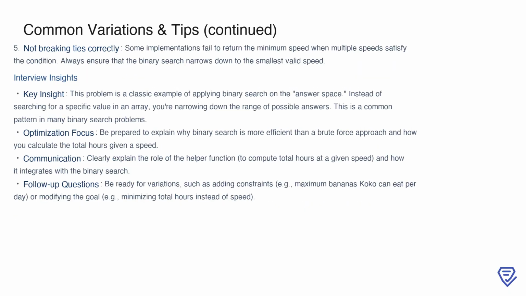Another mistake to avoid is not breaking ties correctly. When multiple speeds satisfy the given condition, your implementation must return the smallest valid speed. This is essential for ensuring correctness.